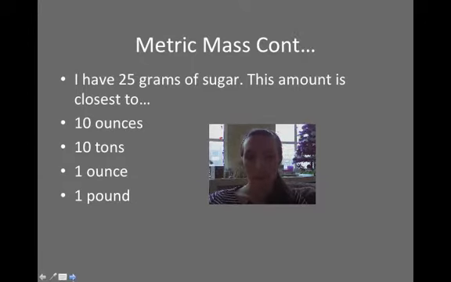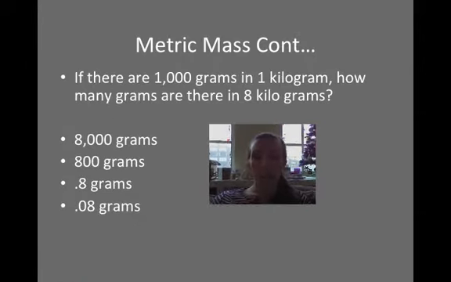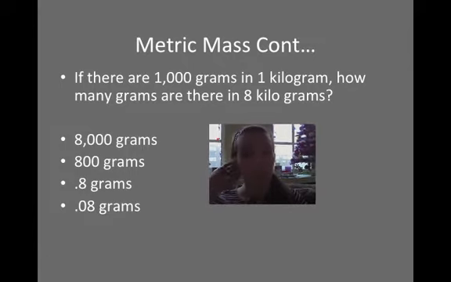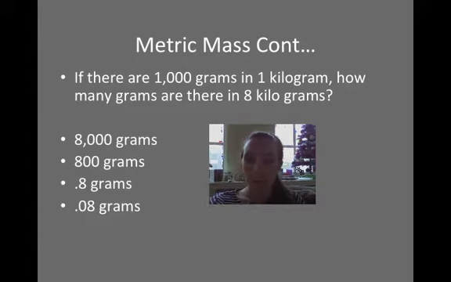Alright, so I'm going to have you guys try to do this on your own. If I have 25 grams of sugar, this amount would be closest to 10 ounces, 10 tons, 1 ounce, or 1 pound. I want you to try to work through that on your own. It's a little bit tricky because we're converting between a metric unit and a customary unit. Okay? Alright, and this is another one I'm going to have you do on your own. I'll check your work when you show me your notes to get your stickers. If there are 1,000 grams in 1 kilogram, how many grams are there in 8 kilograms? Alright, do your best to answer that.